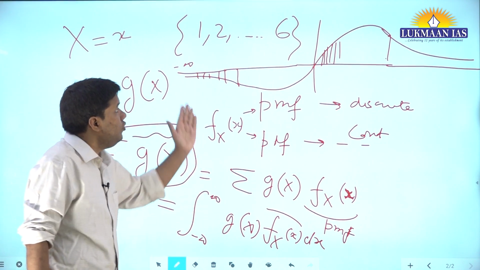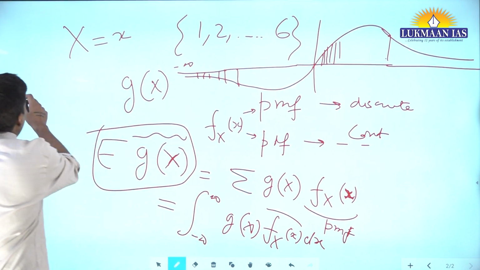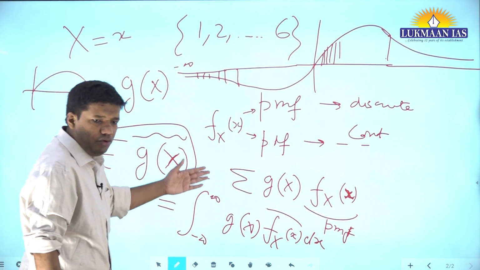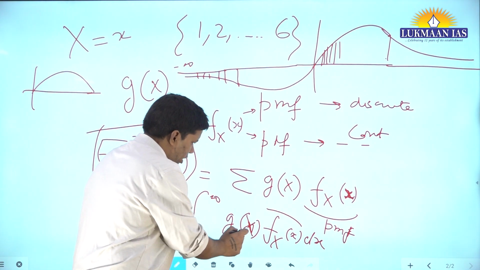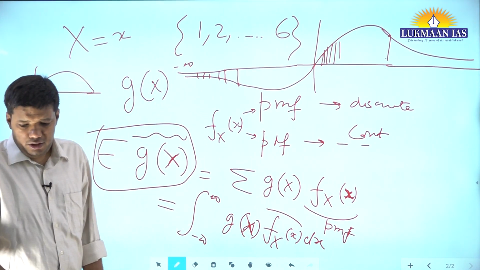And how do you calculate that expected value? By integrating from minus infinity to infinity, or over the range. Let's say the function is like this, from 0 to 5. So here you will integrate from 0 to 5. This is your random variable multiplied by the PDF into dx. That is fine.